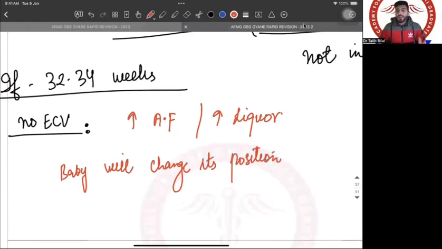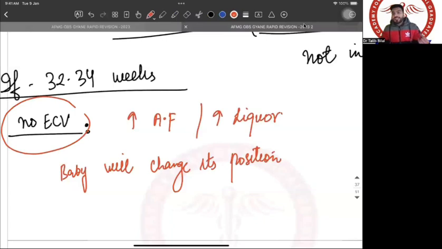So my dear students, see, you have a patient coming to you. She has a breech presentation and she's coming to you at 37 weeks, but she's not in labor. So your answer will be external cephalic version. You go with the external cephalic version because the amniotic fluid keeps decreasing after 36 weeks onwards. So even if you go with the external cephalic version, the baby will not change its position. Are you getting my point?